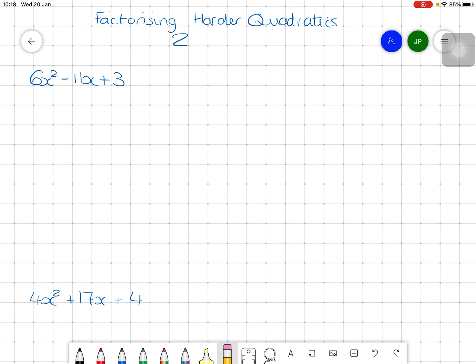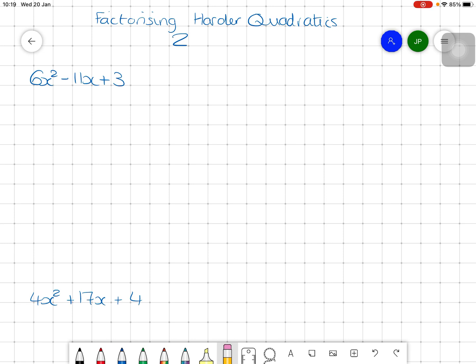Okay, so on to your second lesson on factorising harder quadratics. Now, this is going to be using exactly the same method, it's exactly the same process. There's just a couple of added things that we need to think about with regards to this. Okay, so I'll run you through some examples and we can see where we will get to.